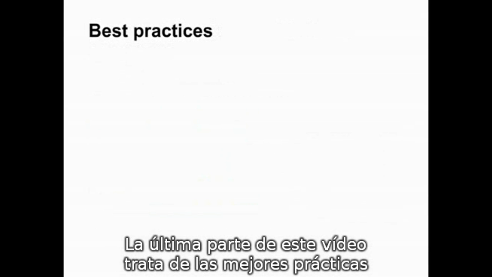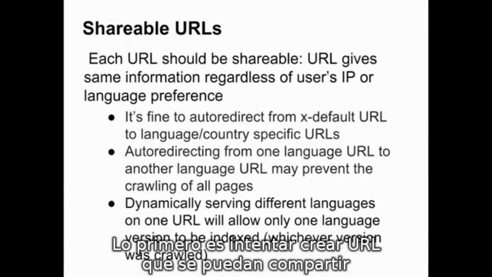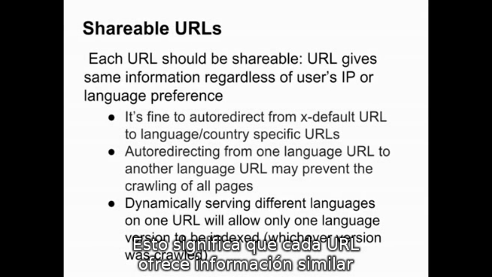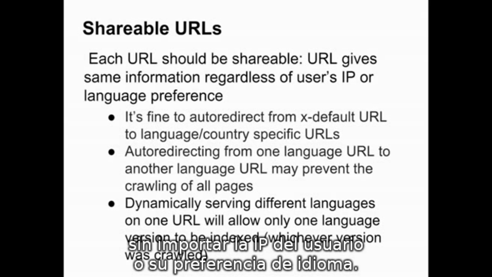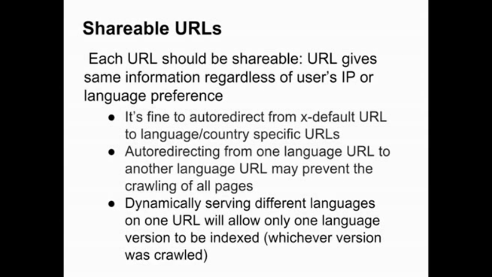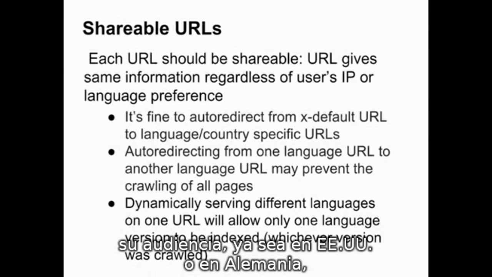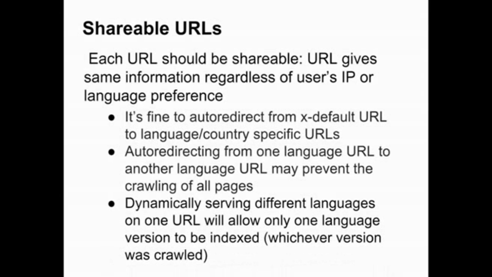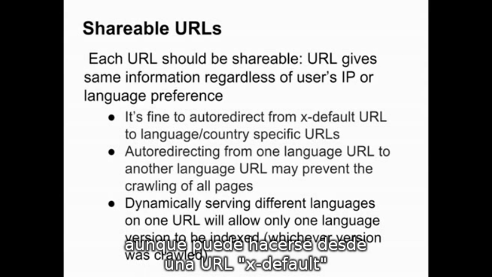The final portion of this video deals with best practices when expanding your site. The first best practice is to strive to create shareable URLs in your site architecture. This means that each URL consistently serves similar information in the same language, regardless of the user's IP or language preference. This greatly assists indexing by search engines, and by creating shareable URLs, if a user bookmarks your page or promotes your site on their blog, their audience, whether in the US or in Germany, will see the content that they intended.